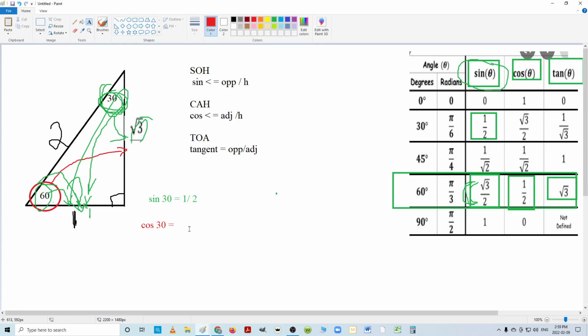Opposite anything, it's the adjacent. So we get the square root of 3 over the hypotenuse, which is 2. So over 2. And we discover we get this one right there.